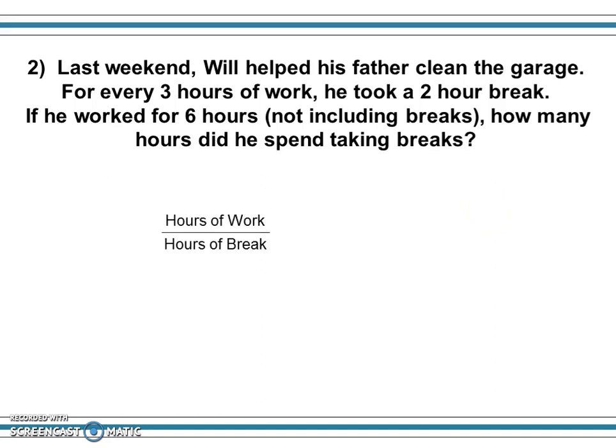Well, again, let's think about that ratio that we are given. We know that for every 3 hours of work, he takes a 2-hour break, right? That's the ratio we know. We want to maintain that ratio, but we're going to use different numbers. We need an equivalent ratio, hence writing a proportion. So the other piece of information I was given is that he actually works for 6 hours.